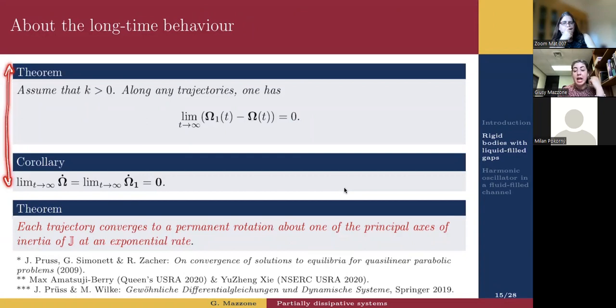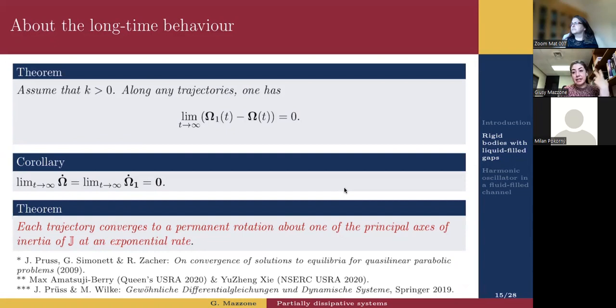The fact that the trajectory actually converges to a point of the equilibria is shown through a linearization principle, which is not the usual one that we teach to second year students. It is kind of the finite dimensional version of the principle of linearized stability introduced by Prüss, Simonett, and Zacher in 2009, for which we found a corresponding statement, at least for a similar problem, in the finite dimensional case with some other students, but then we found an even more general statement in this ODE book by Prüss and Wilke.